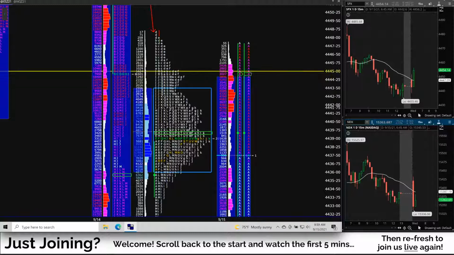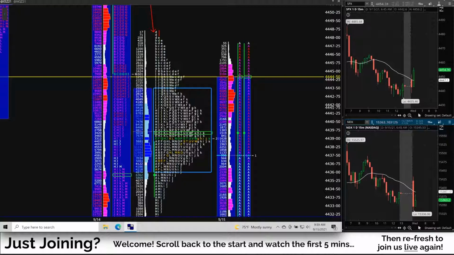Rocket loves having the volatility back. There you go. Plenty of volatility to go around.